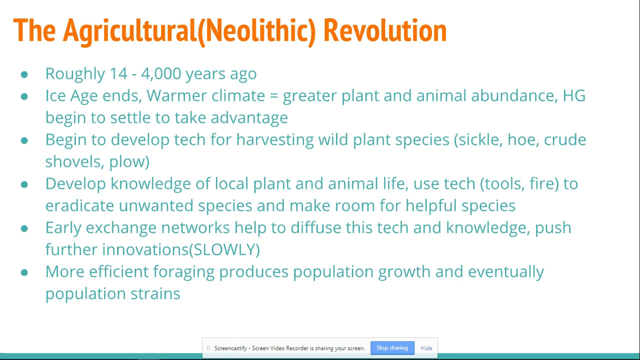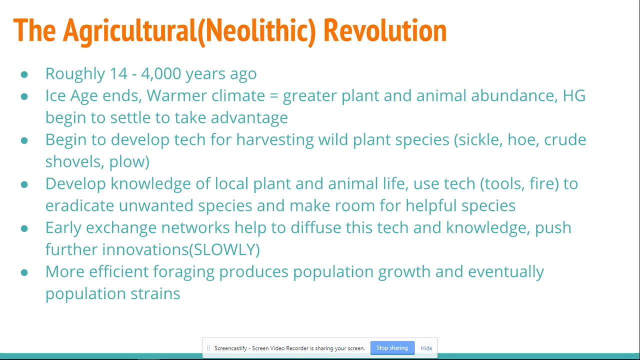And using that newly developed technology, as well as our friend fire, we begin to figure out that if we wipe out certain unwanted species of plants or wipe out certain unwanted species of animals, that helps to make more room in our environment for the helpful species. If we prefer to have a lot of cattle because they really provide a lot of meat, or we prefer to have a lot of blueberries because they provide a lot of nutrition, well, if we get rid of the things that destroy cattle or blueberries, that's going to be advantageous for us.